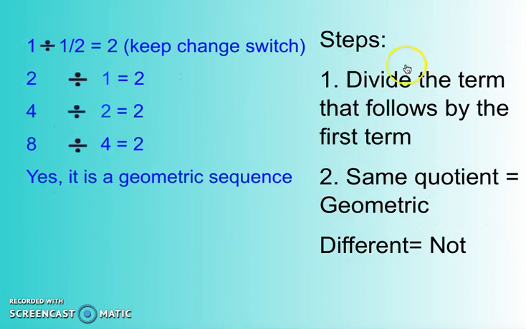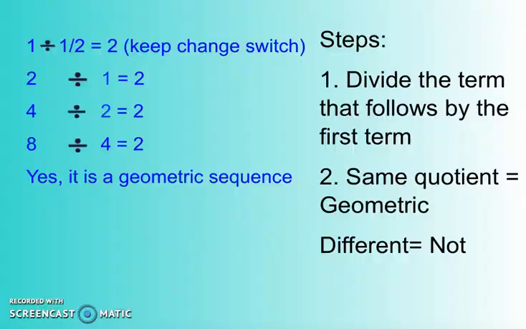Okay, so let's look at our steps. So first thing we did, we divide the term that follows by the first term. So always start off with the one that follows divided by the one before that. And that's just to see if the quotients are common or uncommon. If they are the same, then it's geometric. If they are different, then it's not geometric. And remember, if you're working with fractions, remember to do keep, change, switch so that you get the correct answer in the end.